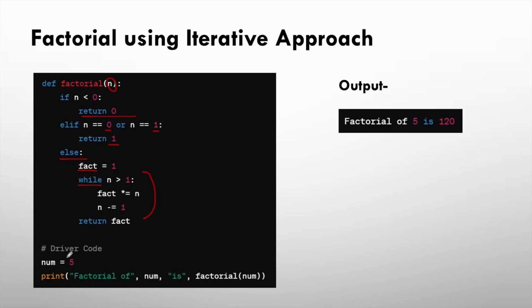So let's see, if we give it a number 5, it'll go here. n is not less than 0 and n is not 0 and n is not 1. So it'll go into the else part. Now fact is equal to 1 and n is 5. So 5 is greater than 1. We get fact is equal to 1 into 5 and then n becomes n minus 1. So n becomes 4. Now this will go back and we'll get fact is equal to 5 into 4 because fact now has the value 5, and n we got 4 from this line. This will continue till we get 1. So this is how you do this problem without using recursion.